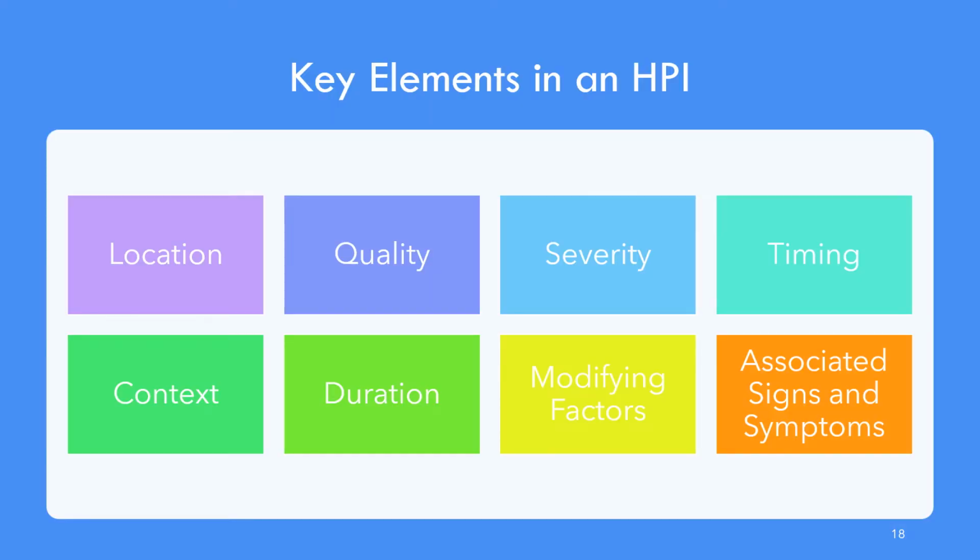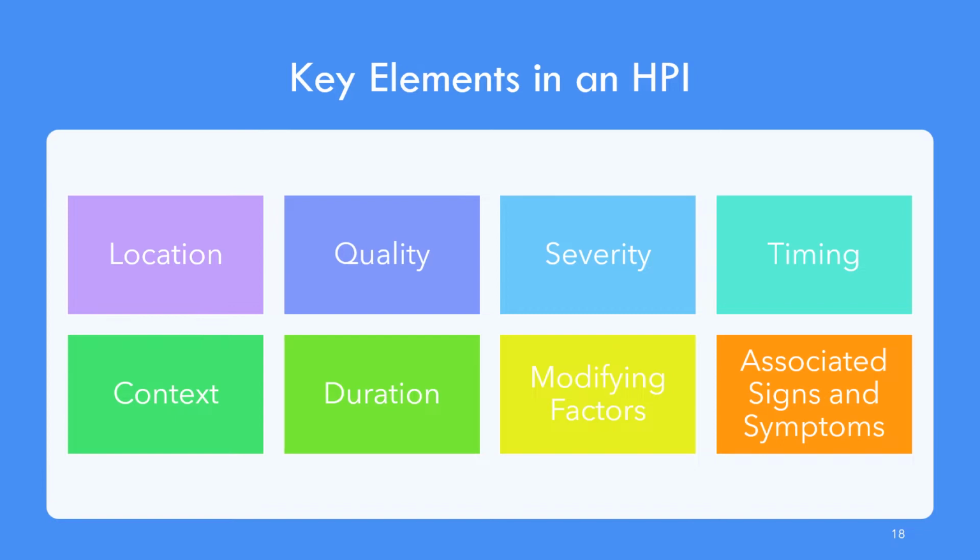The 8 key elements of a history of present illness include the location, its anatomical location. Is it unilateral versus bilateral? Is the problem fixed or is it migratory? Are the symptoms diffuse or are they localized? The quality. Is it sharp, dull, throbbing, stabbing, constant, intermittent, acute or chronic, improving, stabilized, or worsening? The severity. Use an age-appropriate pain scale and look for nonverbal signs of discomfort.